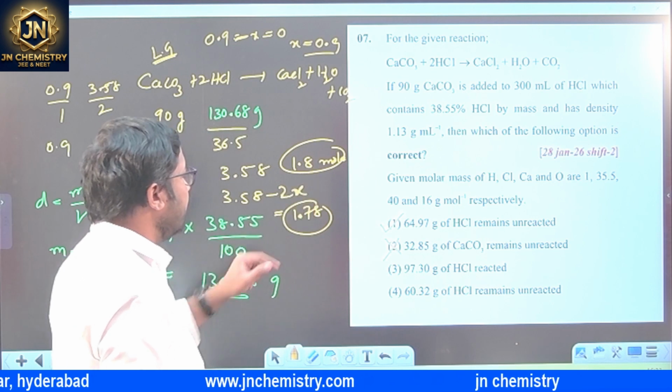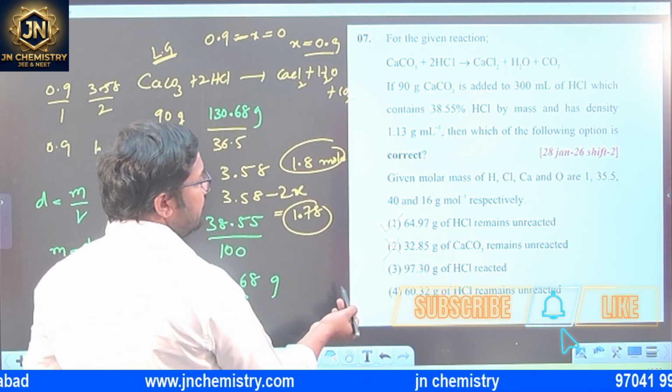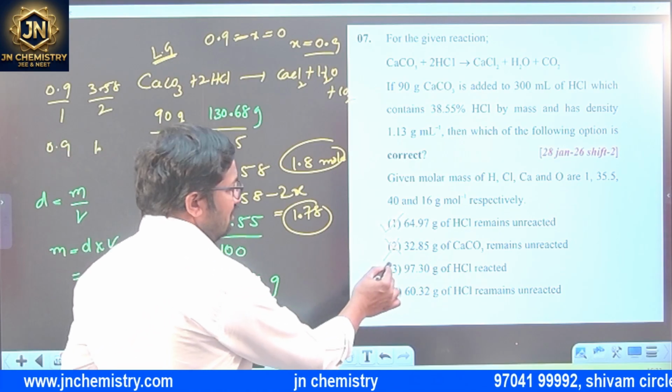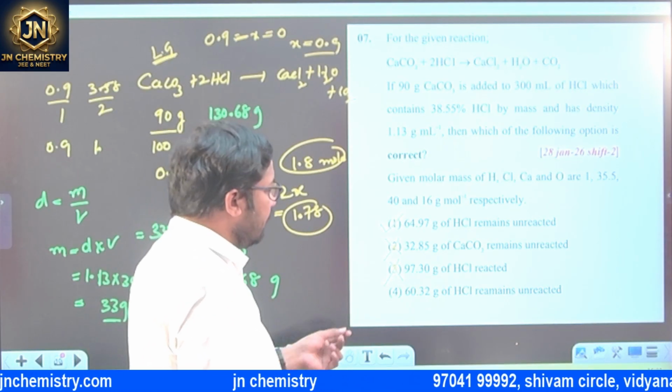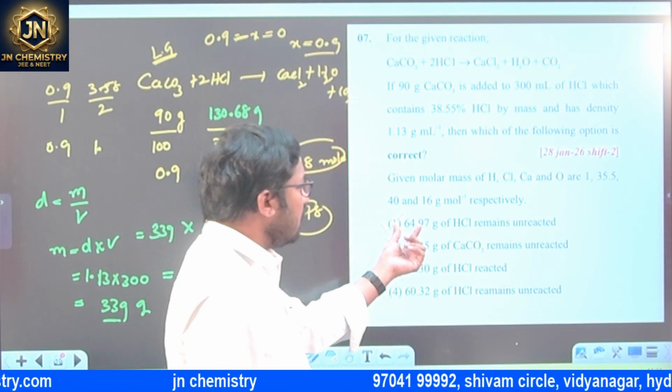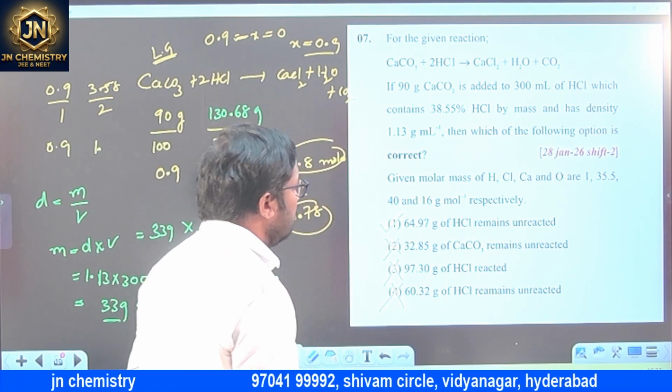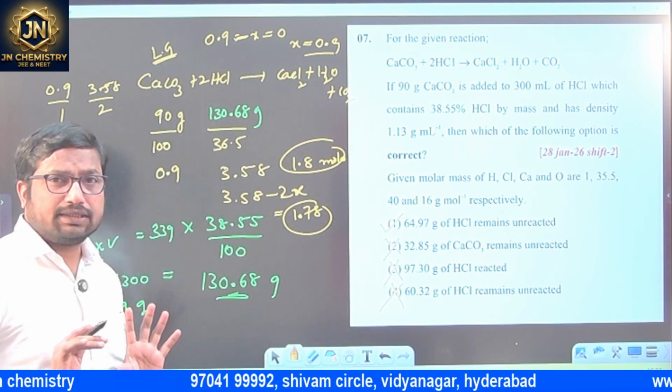And 97.3 grams of HCl is reacted? No, 1.8 moles means approximately 65 grams, so this is also wrong. And 60.3 grams remaining? Already we calculated 64.97, so this is also wrong. So simply, it's a mole concept question only.